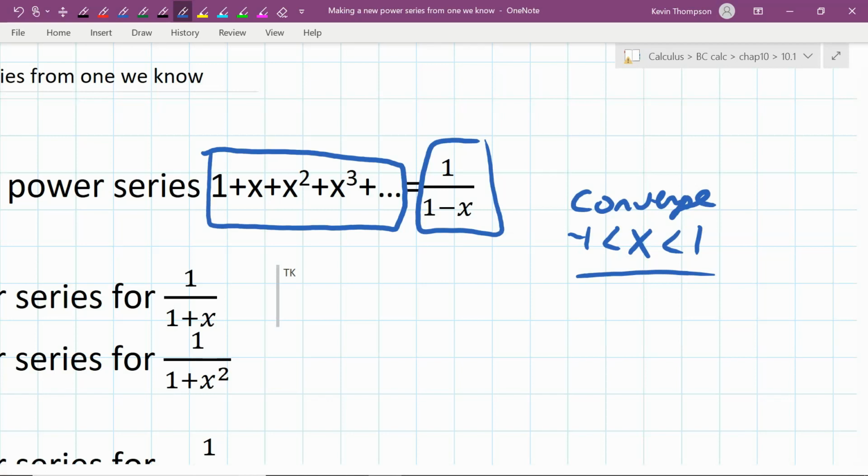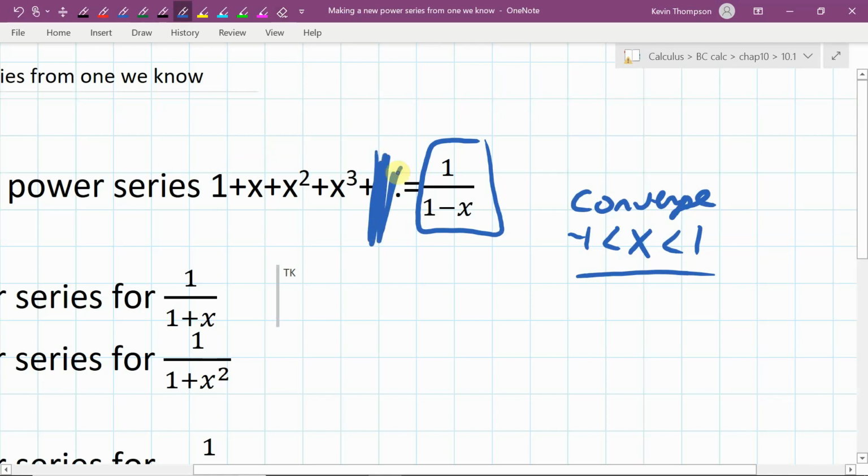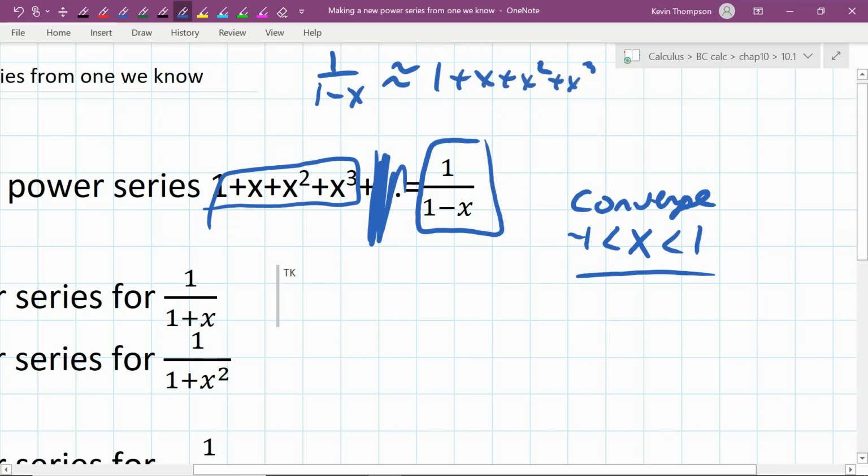I'm saying identical because if at any moment I do this and cut this off, and so I only have 4 terms, it is also then true that 1 over 1 minus x should be about 1 plus x squared plus x cubed. Where? Here.